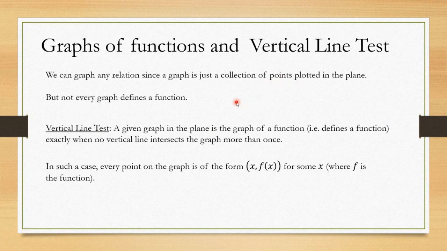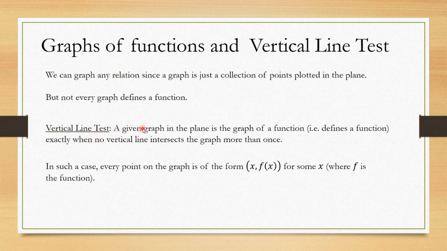Now, just like there are relations that don't give you functions, we saw that. Not every graph will define a function. But how do we know which graph defines a function? Well, that's where the vertical line test comes into play. We will see some examples today, of course, but the vertical line test is basically how we can see if a graph gives us a function.